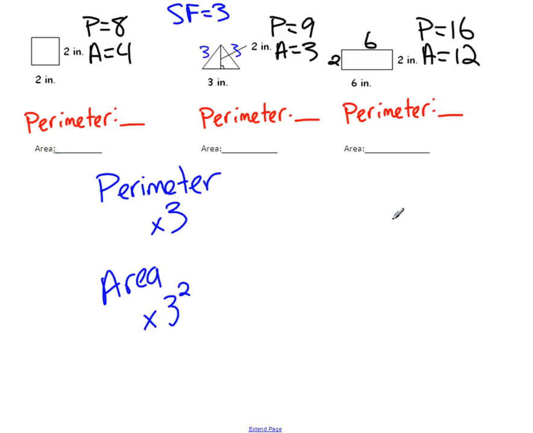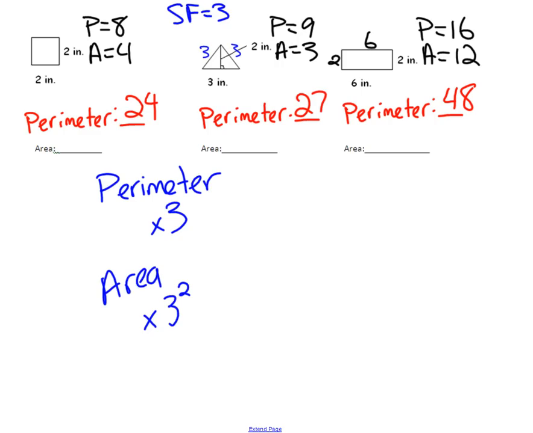Okay, back to this. So the perimeter, we take the original perimeter multiplied by 3, so what's 8 times 3? So this new perimeter would be 24. On the triangle, the original perimeter was 9, so what do we do with 9? Times 3, we get 27. The original perimeter on this one was 16. If we times that by 3, we get... Yes, times 3, because the scale factor is 3.